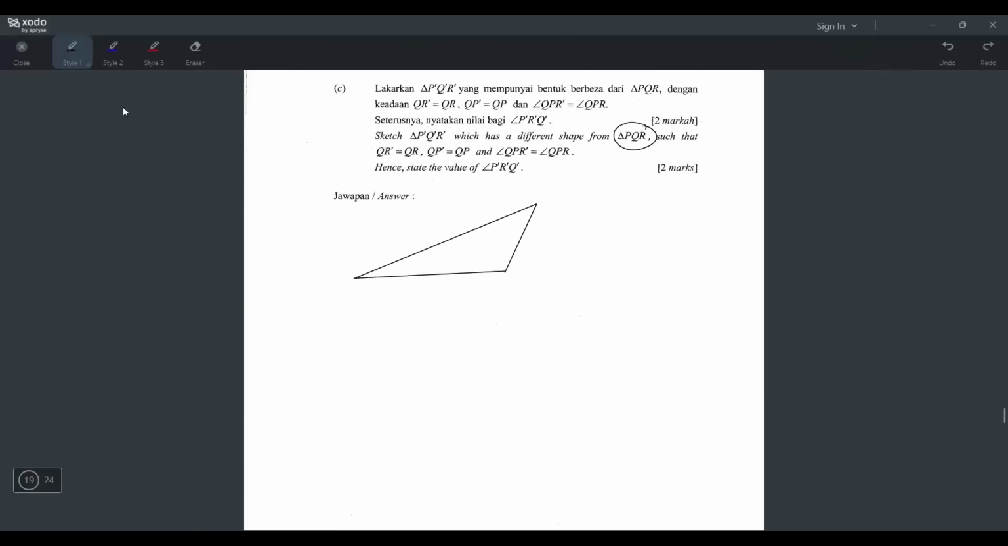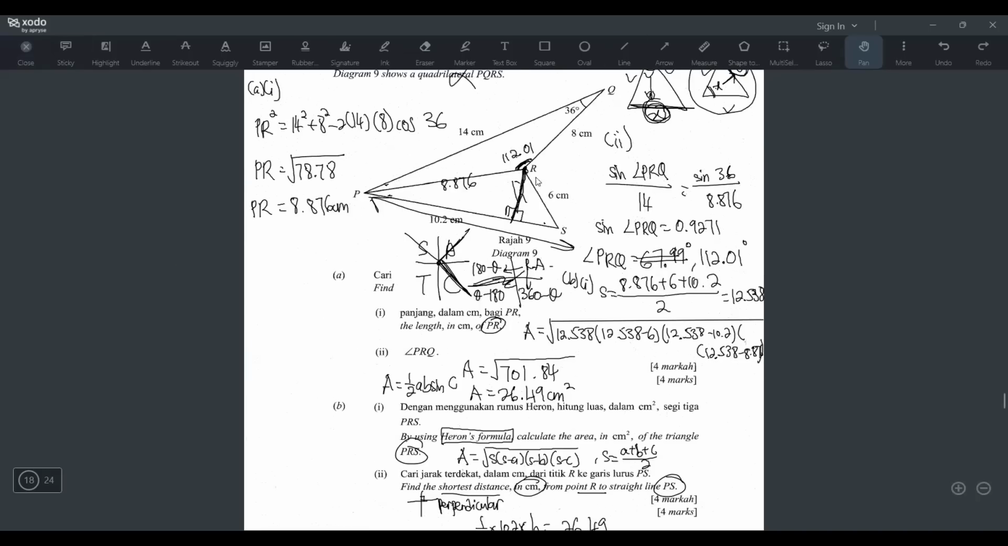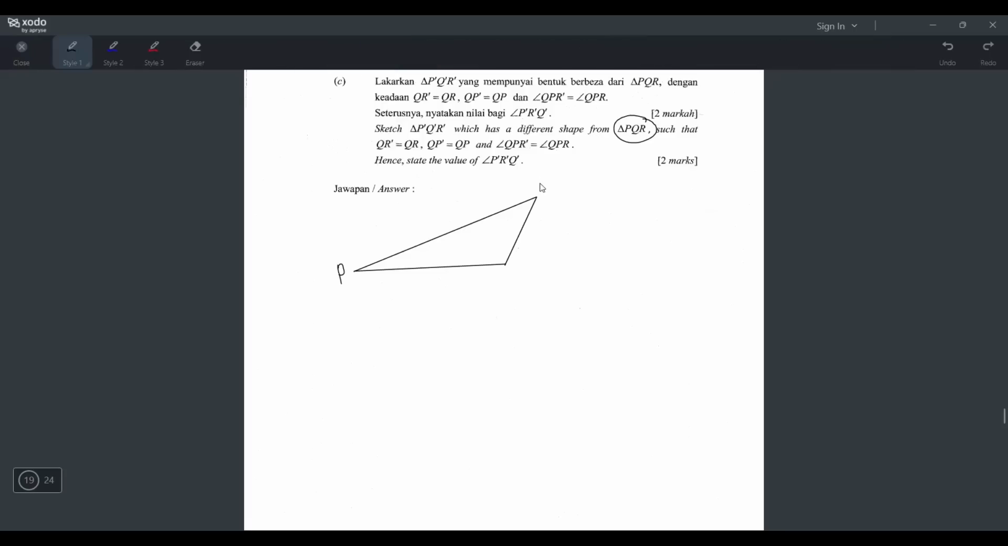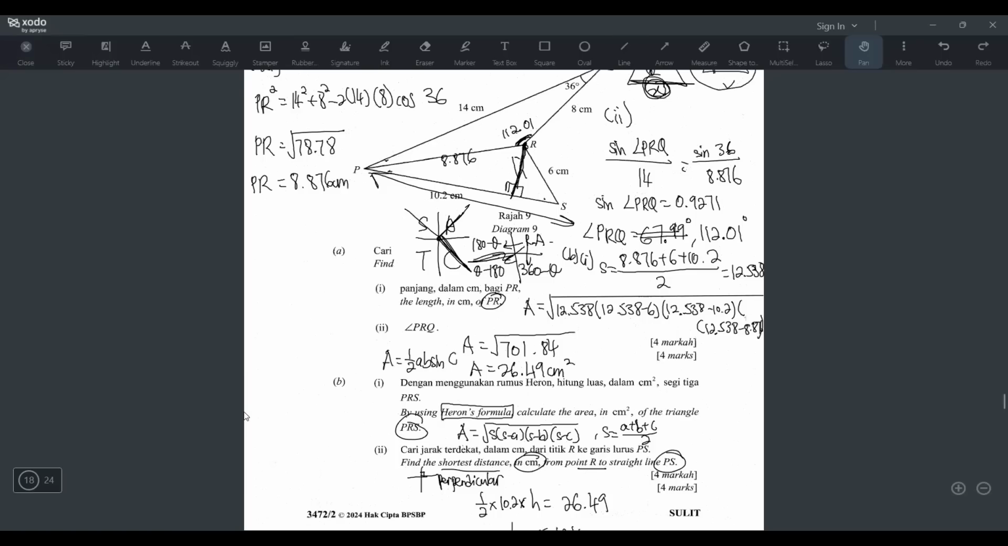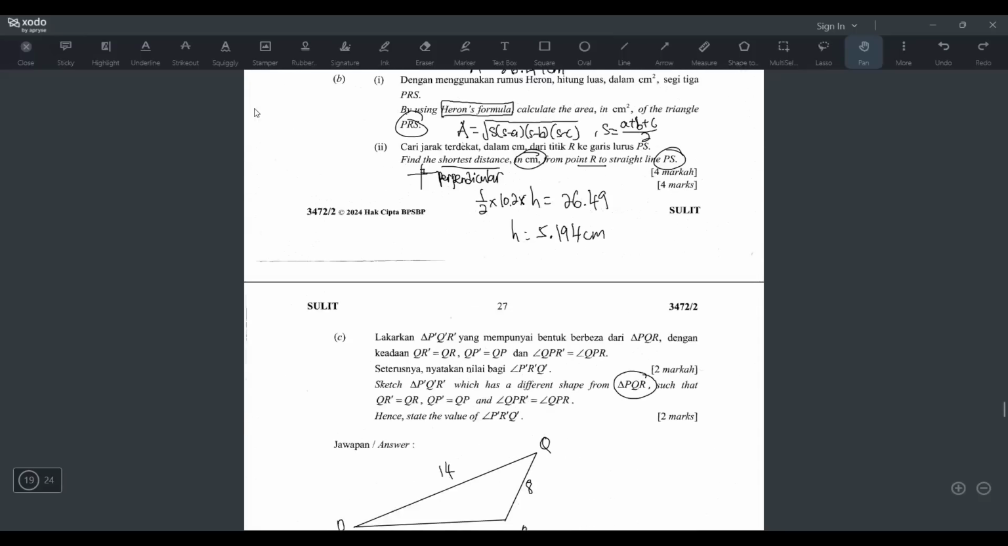Okay, so let's label it. This is P, and this is QR 14. So QR, this one is 14, this one is 8, right? And then what else? 8.76, 36.